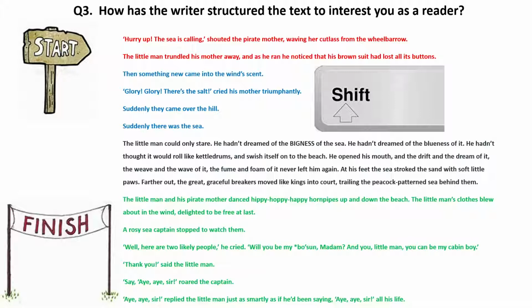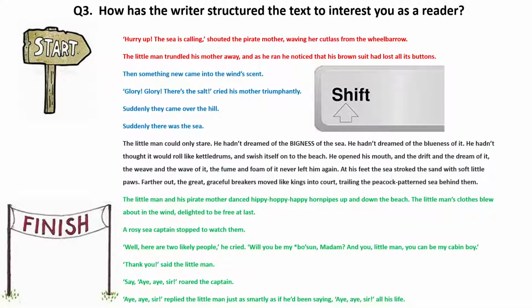The shift happens where the blue text starts. Then something new came into the wind scent. So the something new is the shift in the atmosphere, and then we have the suddenly they came over the hill. Suddenly there was the sea. So those simple sentences are drawing our attention to this change in the dynamic of the text.